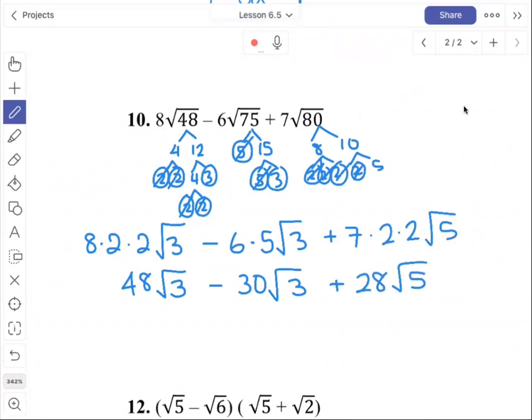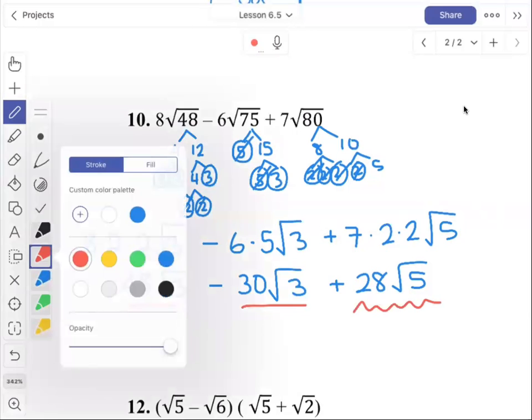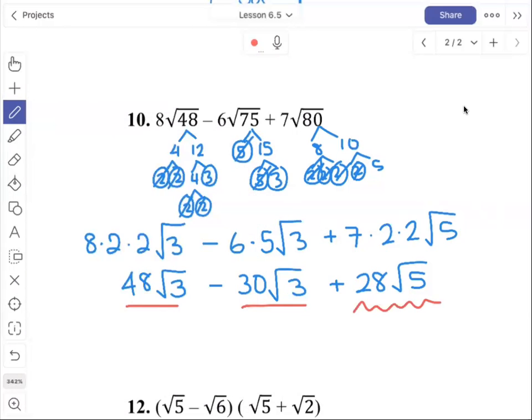Okay, so now when you guys add or subtract radicals, it's kind of like combining like terms. You want to see if there's anything with the same radical. All right. So like these two have the same radical part. This guy has a different part. So I can't combine those. So I'm going to combine the first two and I get 48 minus 30 gets me 18 rad 3. And then the 28 rad 5 stays as is.